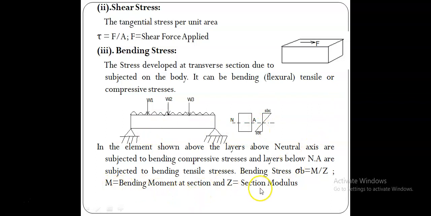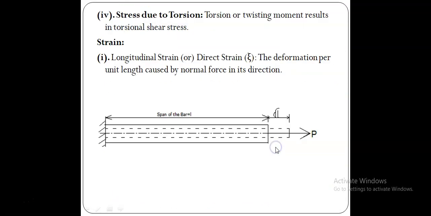So this bending stress can be calculated using the relation sigma b is equal to M by Z, where M is the bending moment at that section and Z is the section modulus. Next, stress due to torsion. Torsion is nothing but a twisting moment. When a twisting moment is applied to some member, there will be torsional shear stress induced.